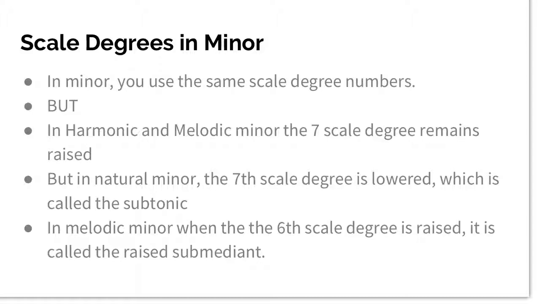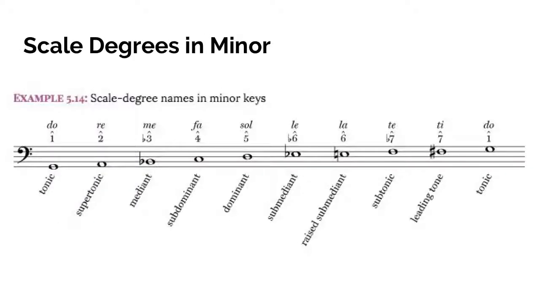If you remember submediant from our major keys, you have to distinguish between the two. When you lower the 7th scale degree, it's called the subtonic again, and if you raise it, it's called the leading tone. And this is just what's in your book. You can see all those things there.